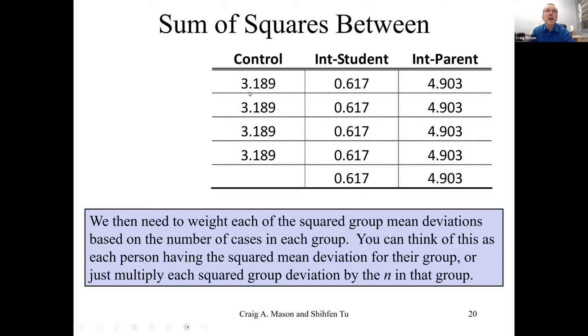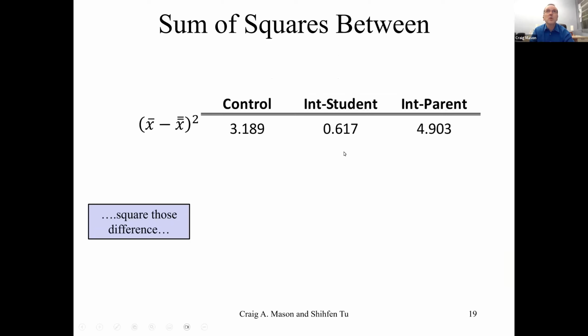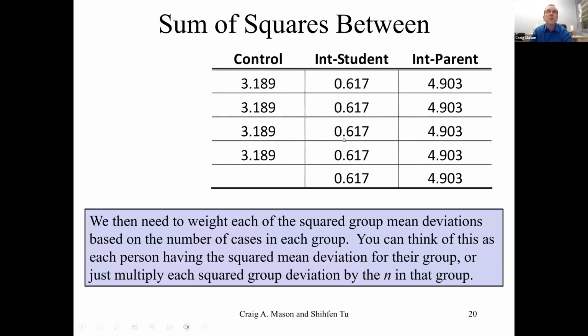You could also just take the 3.189 and multiply it by 4, the number in the control group. Go back here and just say, I'll multiply this by 4 because there's 4 in the control group. I'll multiply this by 5 because there's 5 in that. And I'll multiply this by 5 because there's 5 there. Same way, but I like this, it just hammers home why you're doing it. It's because it's part of every kid's score.